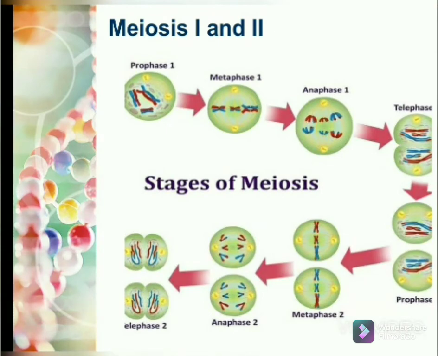And finally, meiosis 1 and 2. It is just like mitosis but doing its process two times. So, the stages of meiosis 1 and 2 are prophase 1, metaphase 1, anaphase 1, telophase 1, and then prophase 2, metaphase 2, anaphase 2, and telophase 2. And cytokinesis is also included.